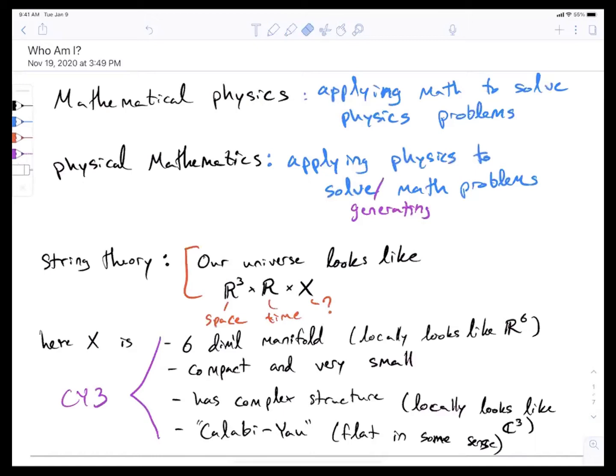So it's a 6-dimensional manifold, which means in particular that it's smooth. And what I mean by that is just that locally this space X looks like R^6. A small region of it looks like R^6. And the reason we don't observe it in our day-to-day life is that it's compact and it's very small.